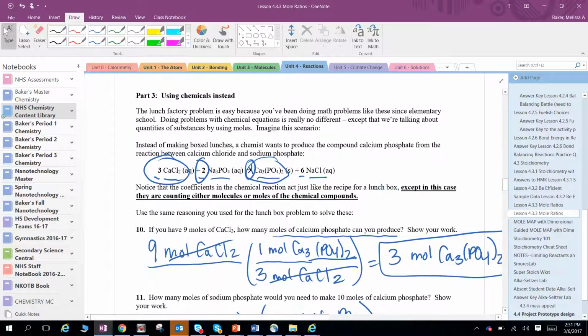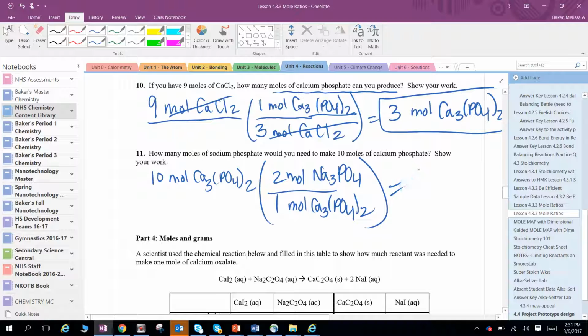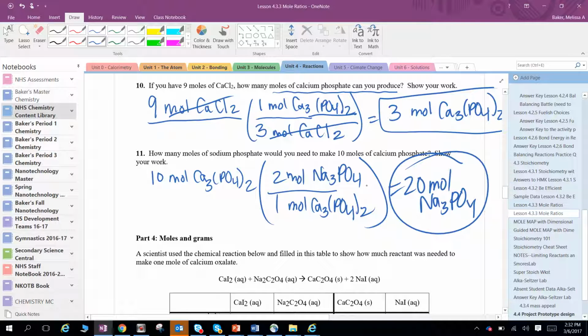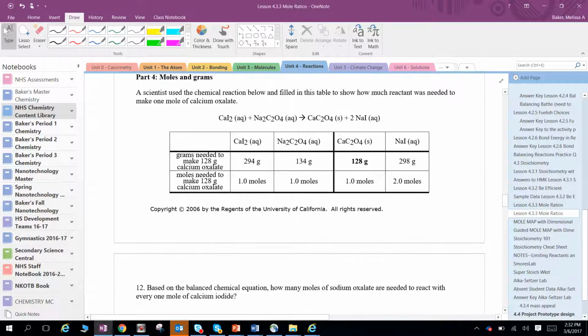And again, that's from the numbers out front. There's no number in front of the calcium phosphate, which means that it's a 1. Okay, so this is going to be 10 times 2 divided by 1. You need 20 moles of sodium phosphate to produce 10 moles of calcium phosphate. Okay, what if now we need some grams too?